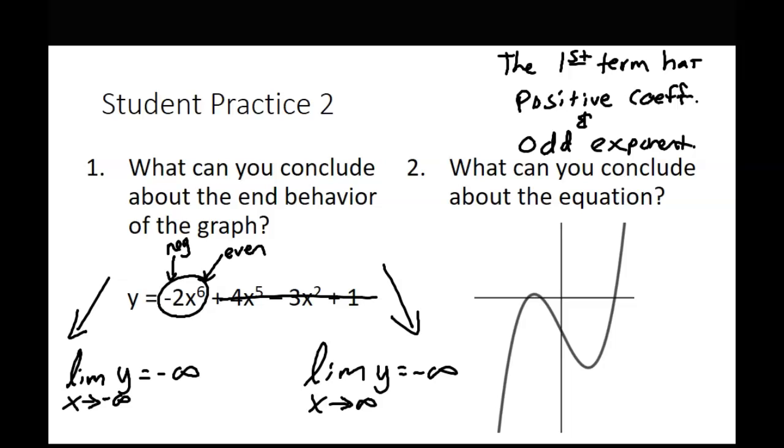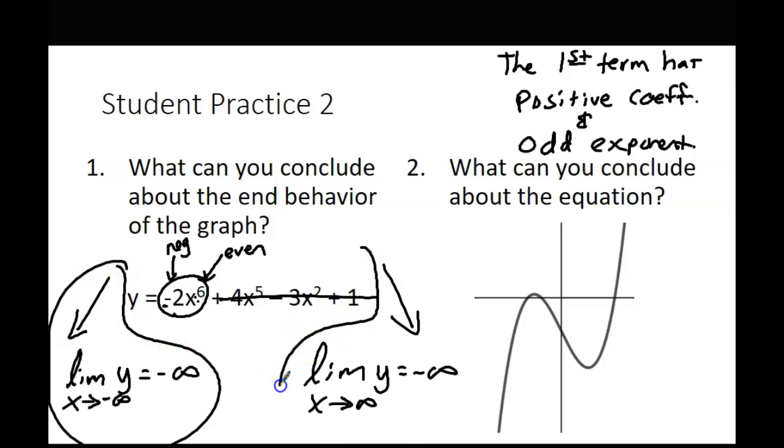Okay, so here's our answers. First of all, since the leading term with the biggest power has a negative coefficient and an even power, it's down on the left and down on the right. So your arrow should look like this, and your limit notation should look like this.